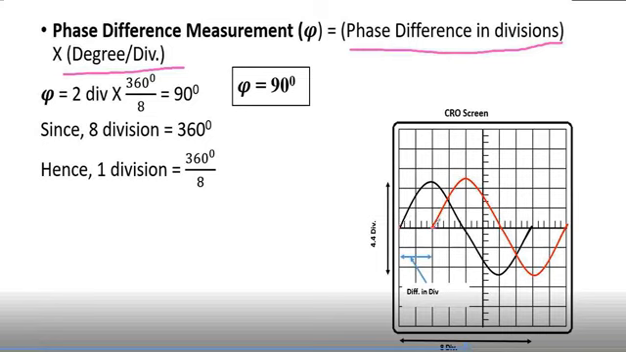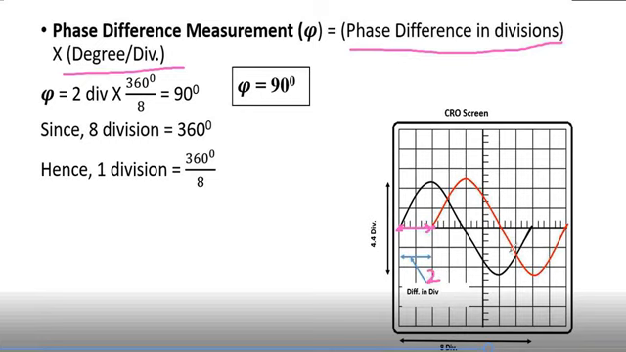As you can see the waveform on the screen, there is a distance between these two sine waves. See, this is black and this is red. The distance between these is equal to 2. So, the phase difference in division is equal to 2 divisions. Is that clear?